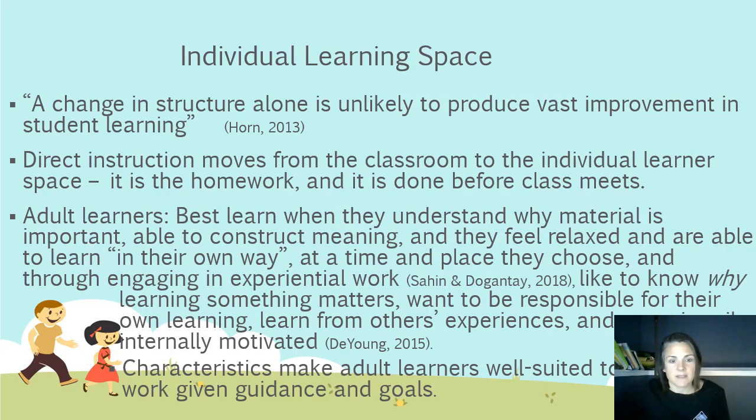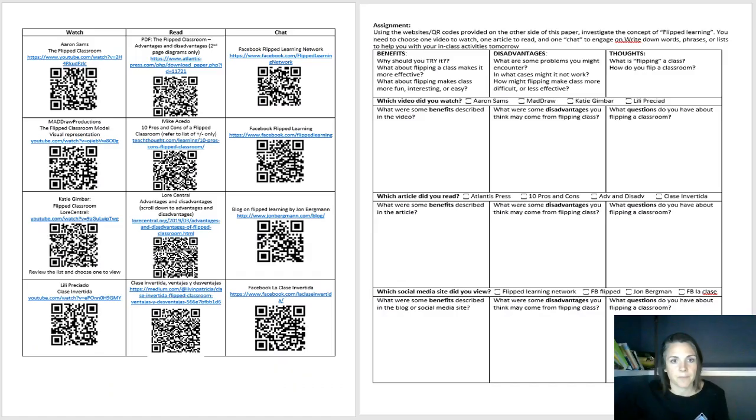So basically what this is that adult learners, we're able to work on our own. We want to do it in our own way, in our own time, in our own space. We want to be responsible for our own learning, and flipped learning really accommodates to that.